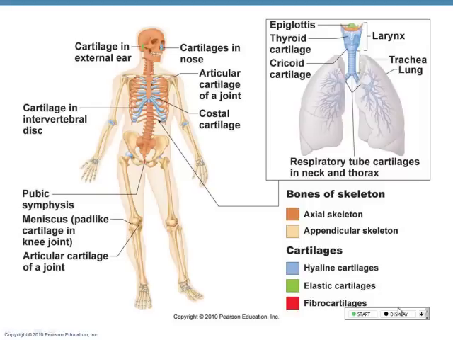Okay, so we skipped 5. We're not going to disregard 5. We're going to tack it in at the end of the semester because it's kind of an easy chapter, and if I have to cram that one down your throat, I'm not really too upset about it. But chapter 6, bones. What kind of tissue is bone?